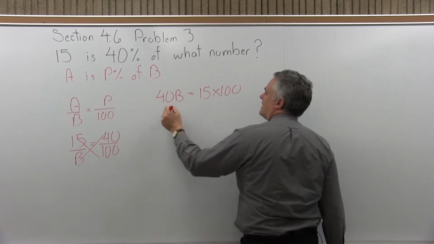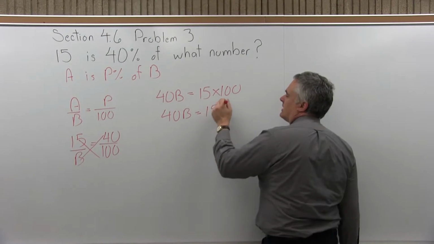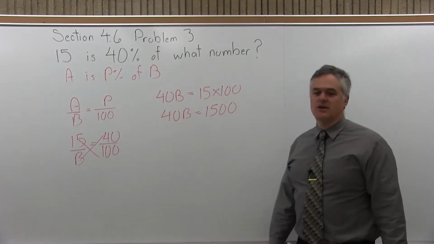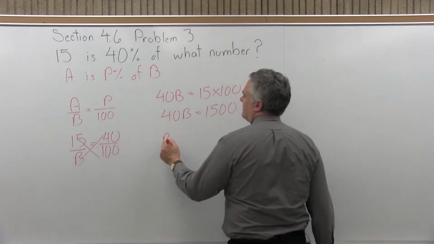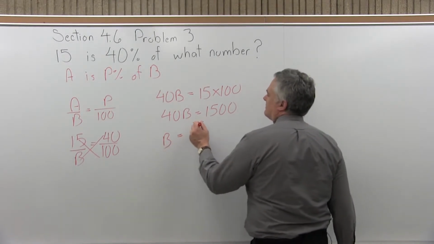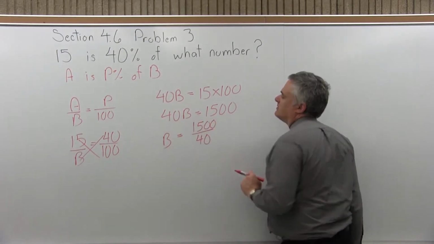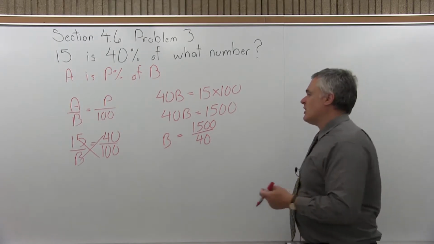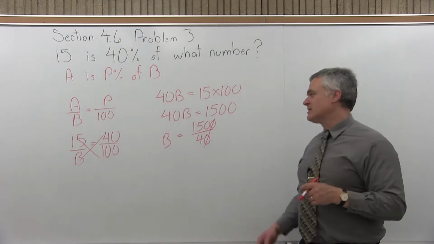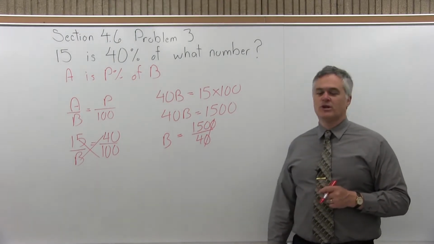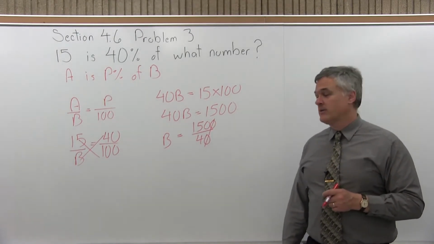And we can simplify that. 40B equals 15 times 100 is 1,500, easy enough. And now to solve for B, we will have 1,500 divided by 40. We divide away the number with a variable. So we can simplify this a little bit. We can cancel a 0 on the end. Basically, we're reducing by 10 on both the numerator and denominator when we cancel a 0. So we have 150 divided by 4.